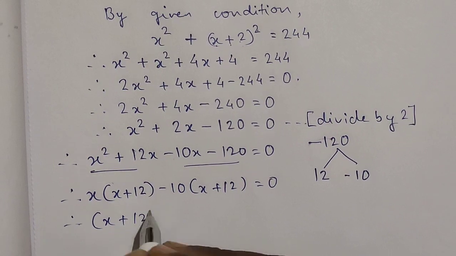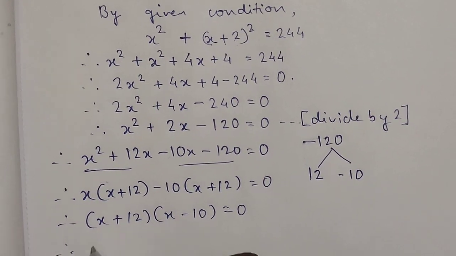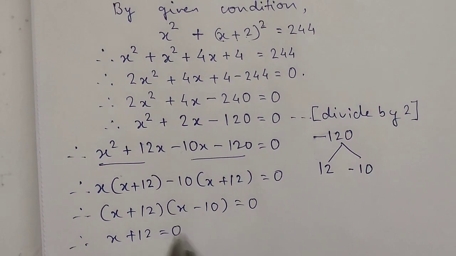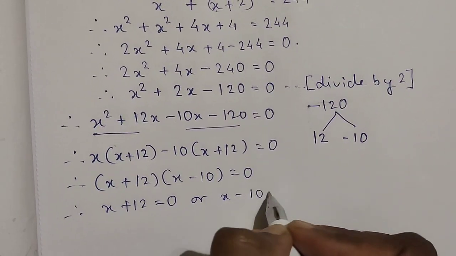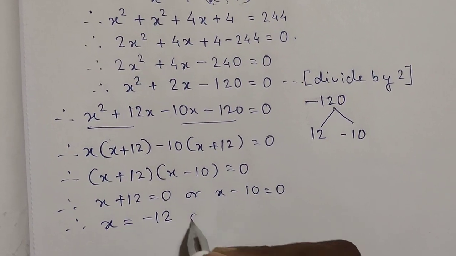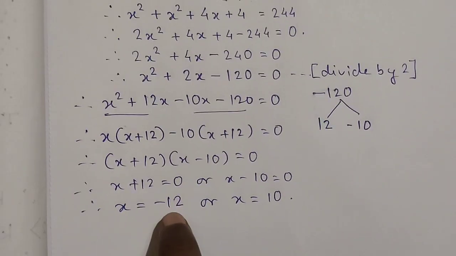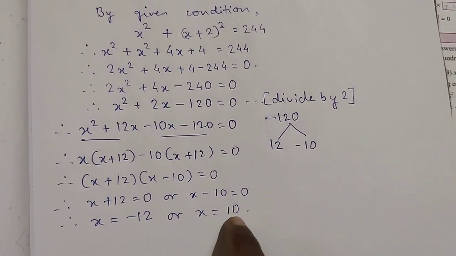Keep x plus 12 in one bracket, x minus 10 in another bracket. So either x plus 12 is 0 or x minus 10 is 0. So here you are going to get x is equal to minus 12 and here x is equal to 10. Now see, minus 12 and 10 is your answer.